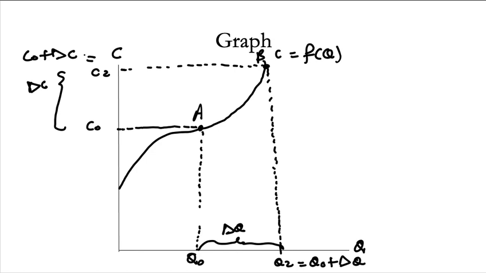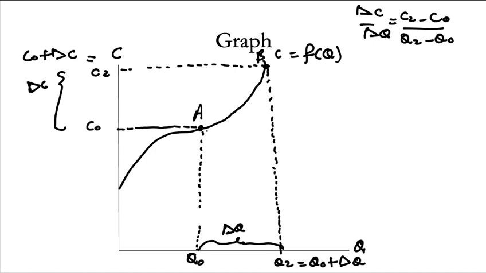Now, the next question is, what happens to this? Change in C over change in Q. When quantity increases from Q naught to Q2 and cost has increased from C naught to C2, we are talking about movement from point A to point B on cost function. So what happens to this? So here, the change in C over change in Q can be defined as C2 minus C naught over Q2 minus Q naught, isn't it?